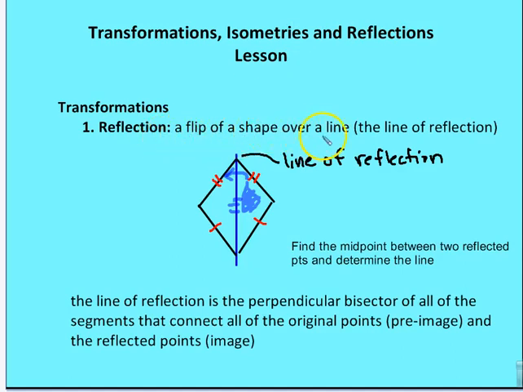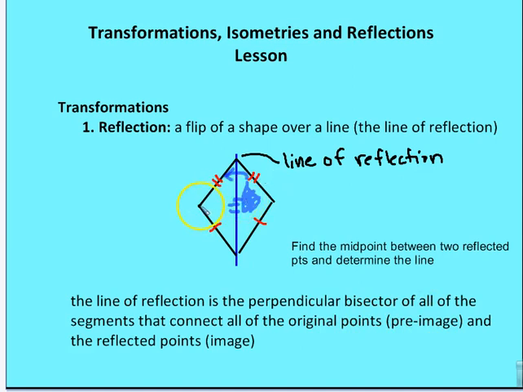A reflection is a flip of a shape over a line of reflection. So here's a line of reflection, and I'm going to flip, let's just say, the right-hand side to the left-hand side. And the line of reflection ends up being the perpendicular bisector of all the segments that connect all of the original points, the pre-image, to the image.